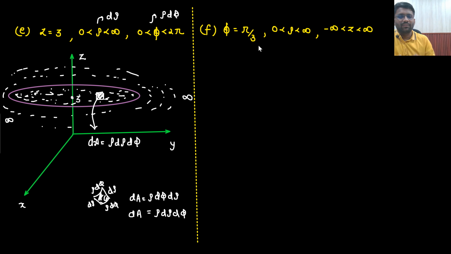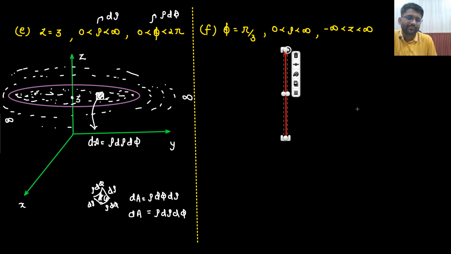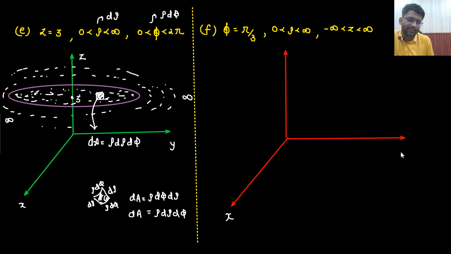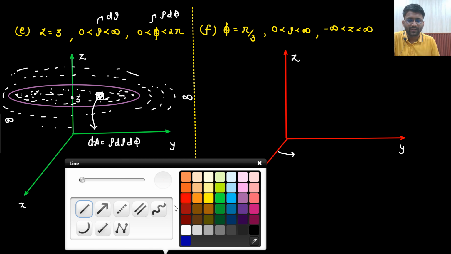Understandable? Try making this one: phi equals pi by 3, rho is varying from 0 to infinity, and z is varying from minus infinity to infinity. What will you get? You will get a surface again, a plate. On the X, Y, Z axes, phi equals pi by 3. This angle is fixed now, and nothing else is fixed. What does that mean? This angle is fixed at pi by 3, and everything else is varying.